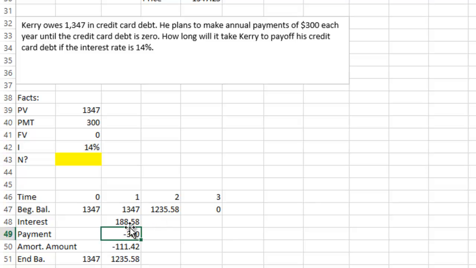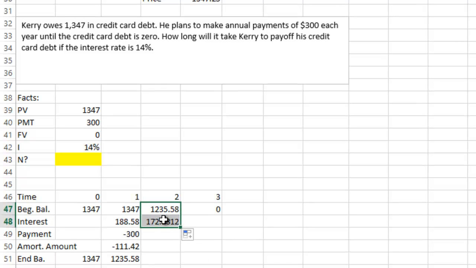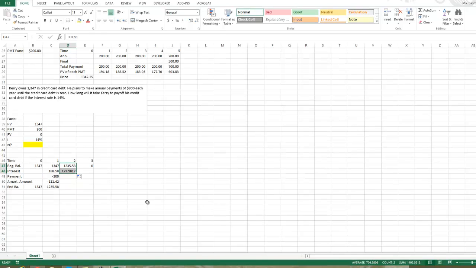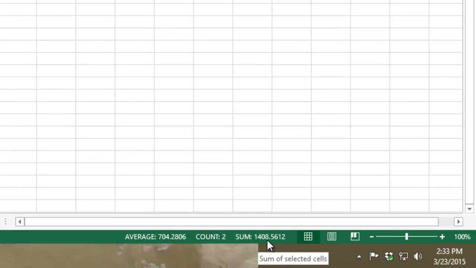Now again, next year, he's going to make an interest payment that is calculated by taking the amount that he owes times the interest, and that tells me that he has accumulated $173 in interest. He's going to have an ending loan balance, or a cumulative balance of $1,408.